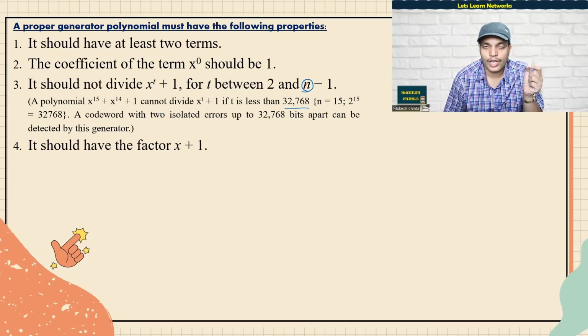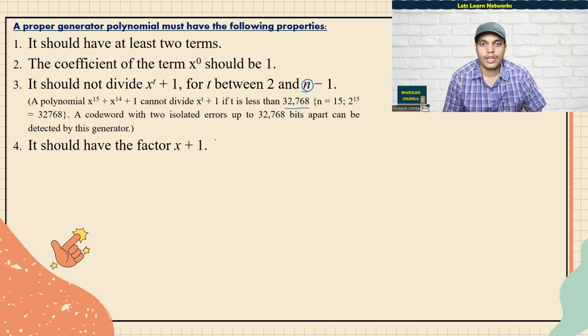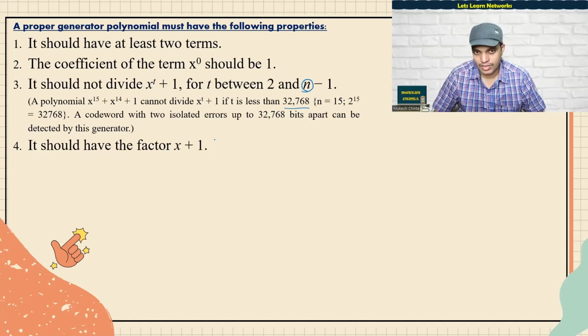So a code word with 2 isolated errors up to 32,768 bits apart can be detected by this generator. If we select such values, you can still detect 2 isolated errors which are up to 32,768 bits apart. And the last important property is that your generator polynomial must have a factor of x plus 1. Okay, these are the 4 important properties that a generator polynomial must have.